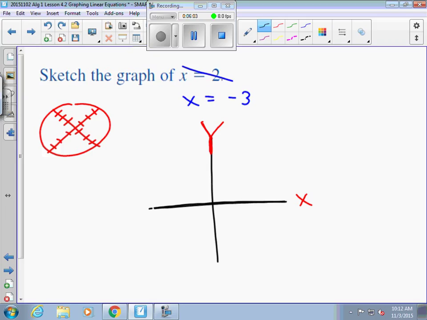But x's value is -3. You know positive numbers are this way, negative numbers are this way. So at 1, 2, 3, it crosses through at that point. It doesn't matter. You can do it here or here or here. It'll be -3 no matter what it is. So it's going to be a vertical line at x's value being -3. And that's it for today.